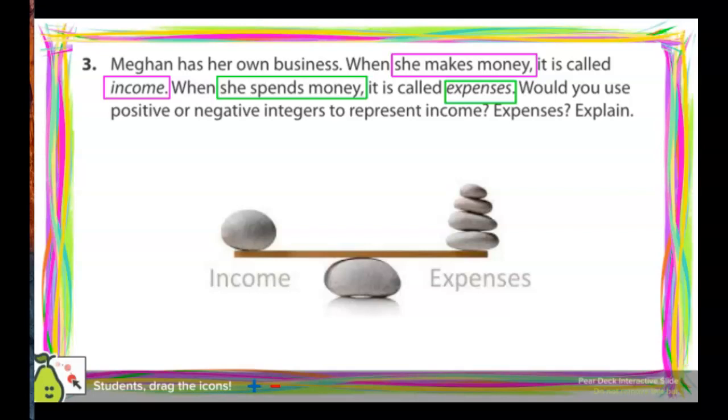All right, this question. Megan has her own business. When she makes money, it is called income. And when she spends the money, it is called expenses. Would you use positive or negative integers to represent income and expenses? Explain. I'll give you a minute.